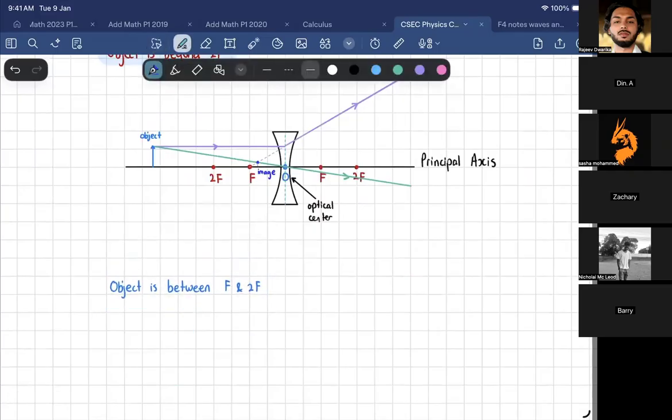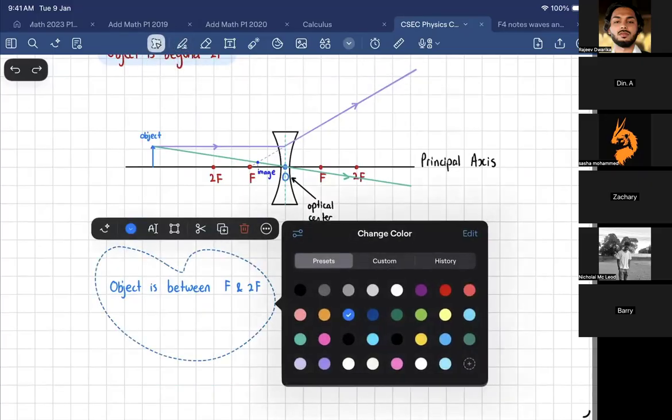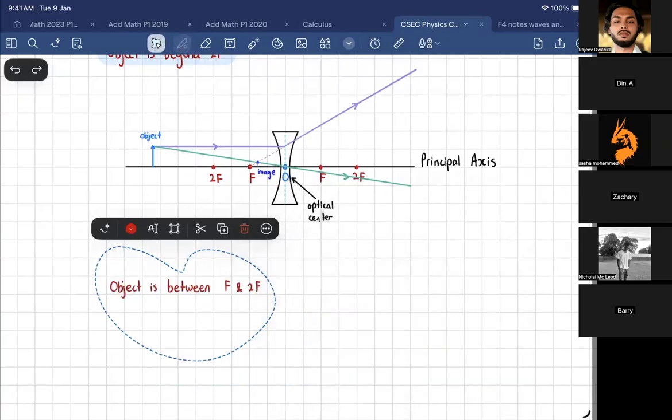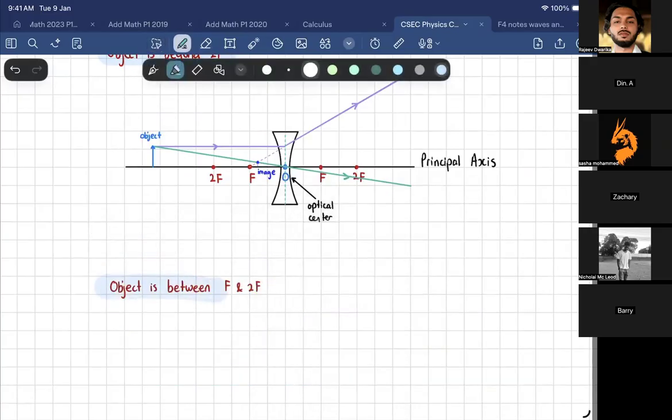Let me do this thing quickly. It's extremely simple. You just have to draw the two rules and look out for a point of intersection. That point of intersection will tell you where your image is and the height of the image.